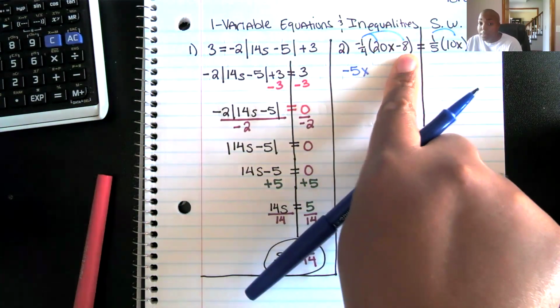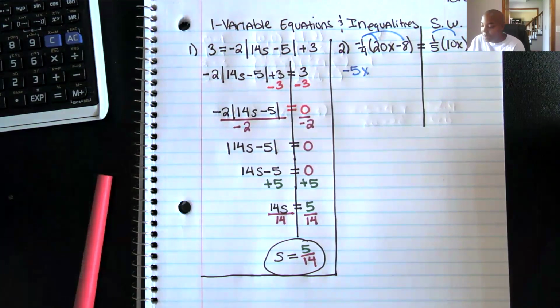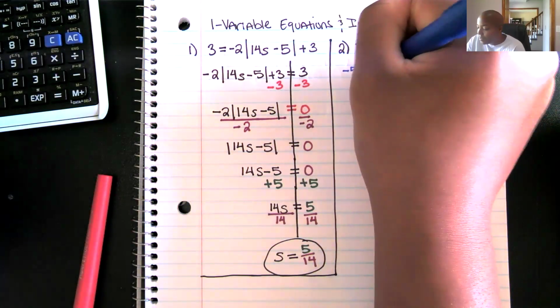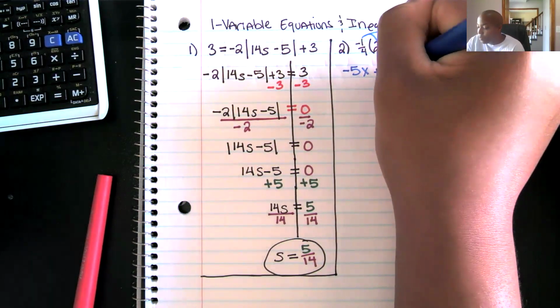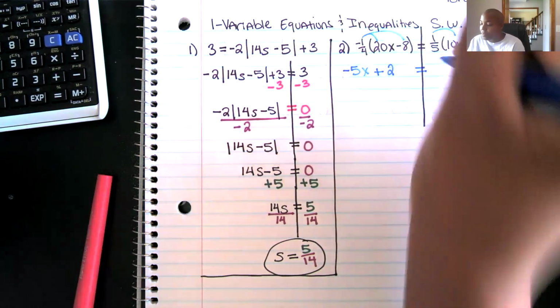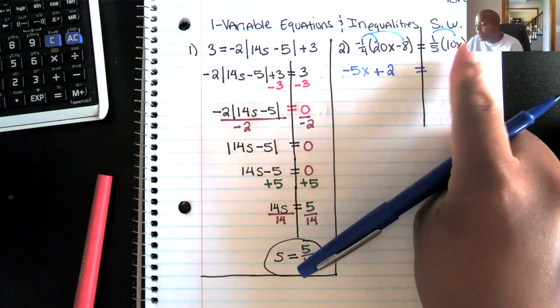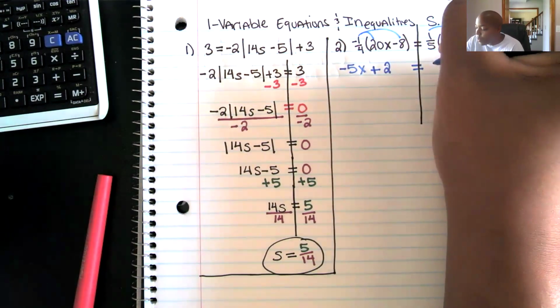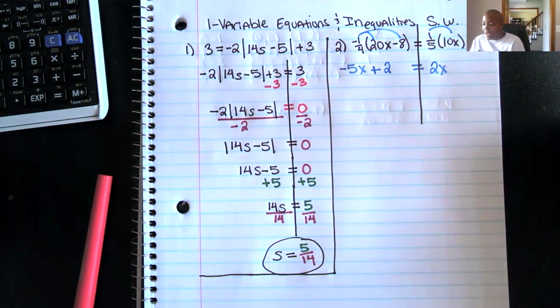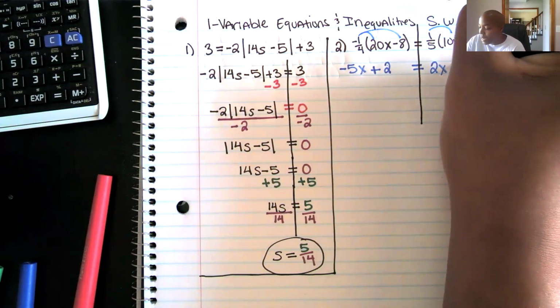-1/4 times -8. Negative times a negative is a positive. I do know that. And that will be +2. Then we're going to do the same thing to the other side. 1/5 times 10x is 2x. And that plus 16 is not in the parenthesis, so we just bring it down.